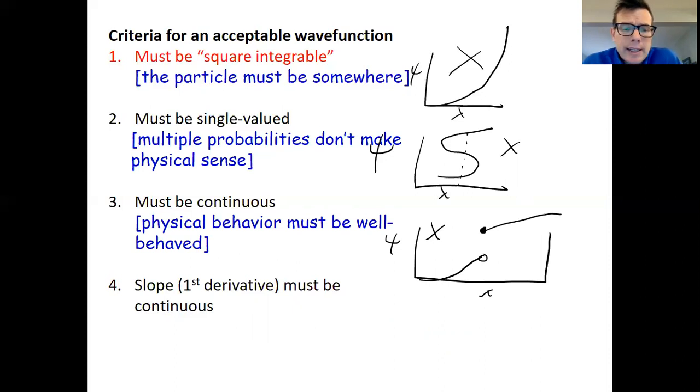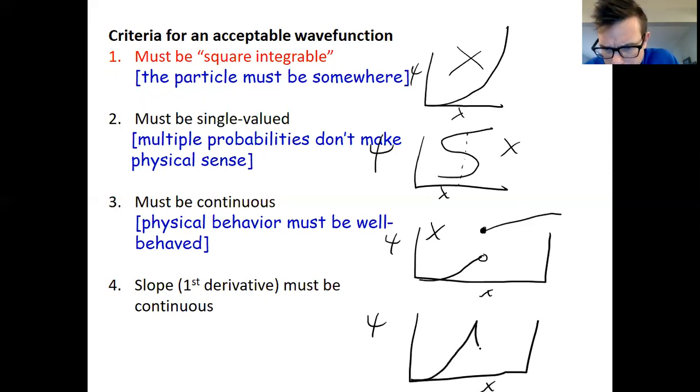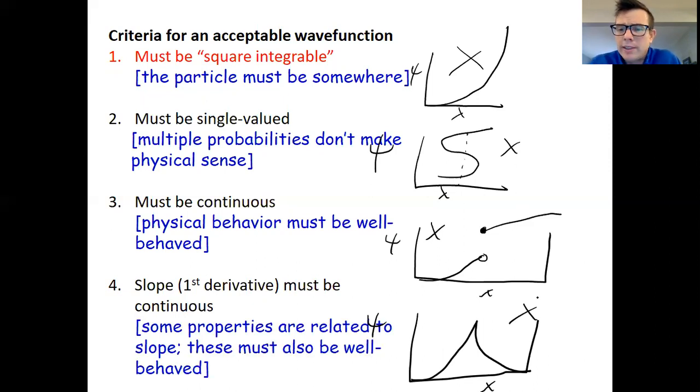Last but not least, the slope of the wave function, the first derivative, must be continuous. So if I had a function that looked like this, where there is a discontinuous slope, here it's positive, here it's negative, this doesn't work. The reason is, as we'll see in a little bit, some properties are related to the slope, and these must also be well behaved.